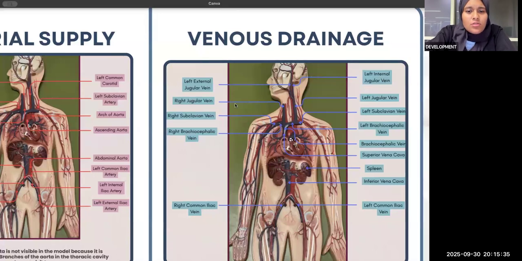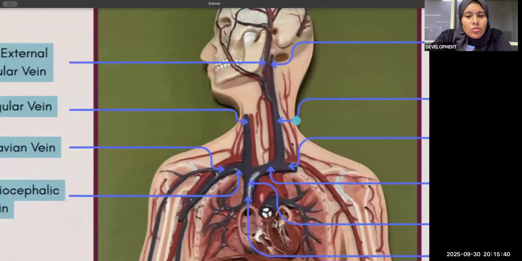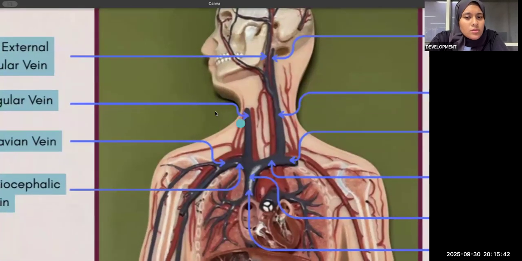Doesn't external drain the subclavian? No, I don't think so. I'm not sure what you mean, but the external is right over here, and the internal, they join together to become the jugular vein first. Then the jugular vein will join with the subclavian vein.